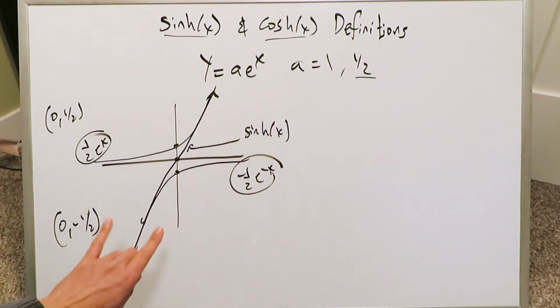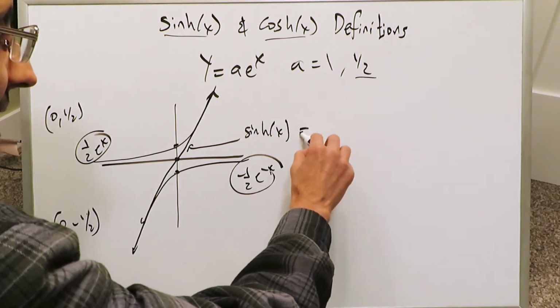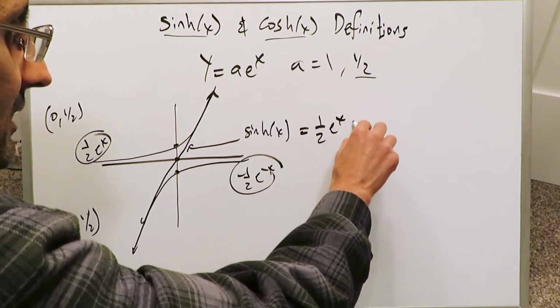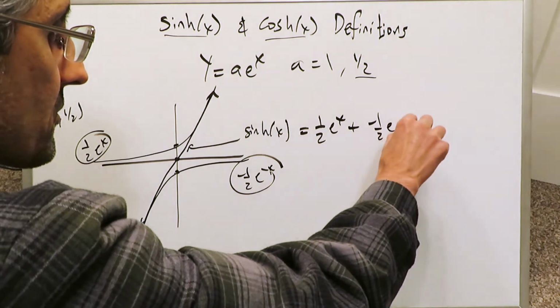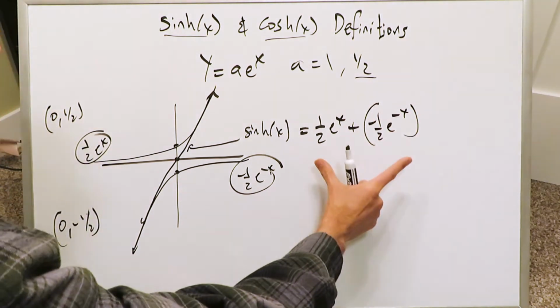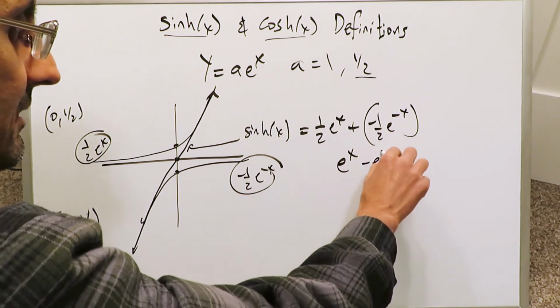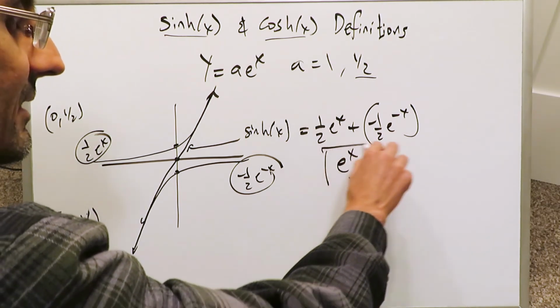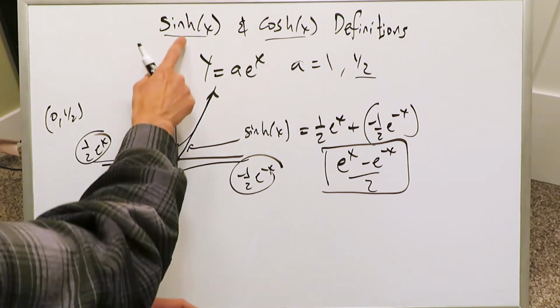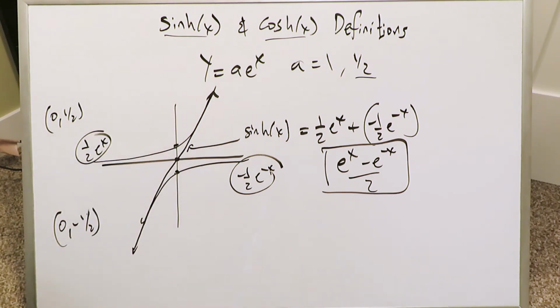Because it is borrowing the elements of both of these, you end up having something which looks like half e to the x plus minus 1 over 2 e to the minus x. When you combine all of this using simple algebra, you end up seeing e to the x minus e to the minus x over 2, and this here serves as a very good definition of a hyperbolic sine. This right here is by no means a proof of that.